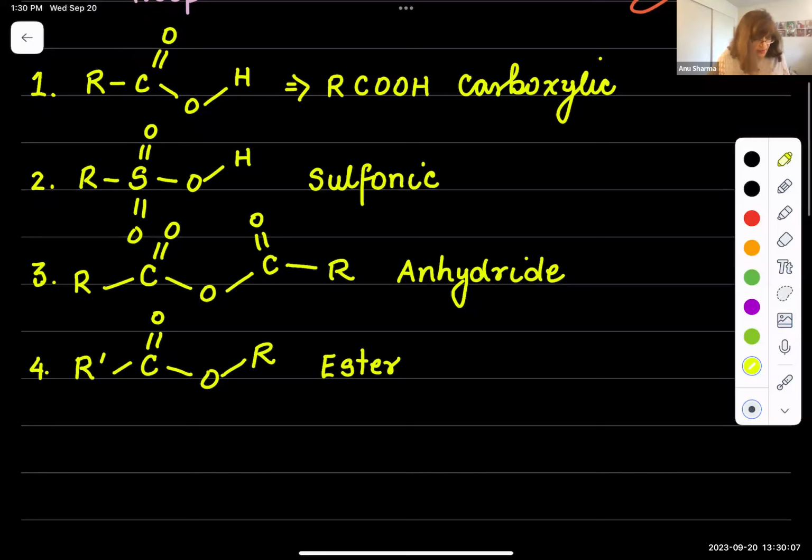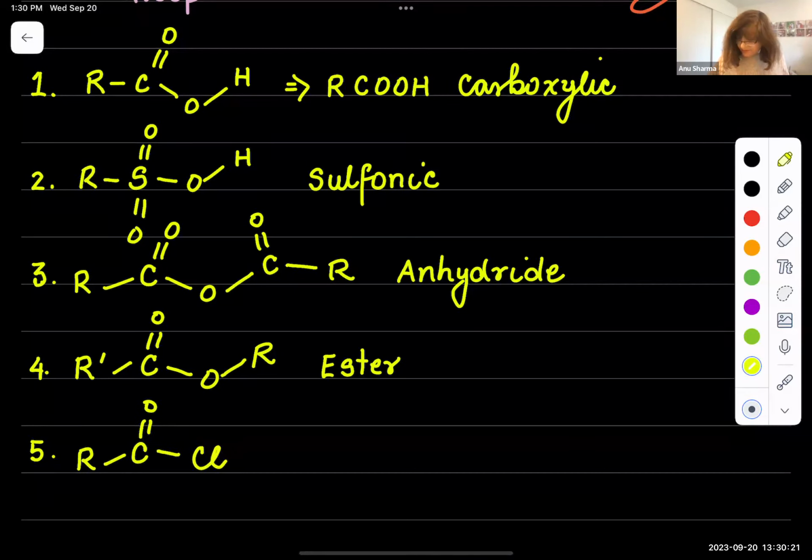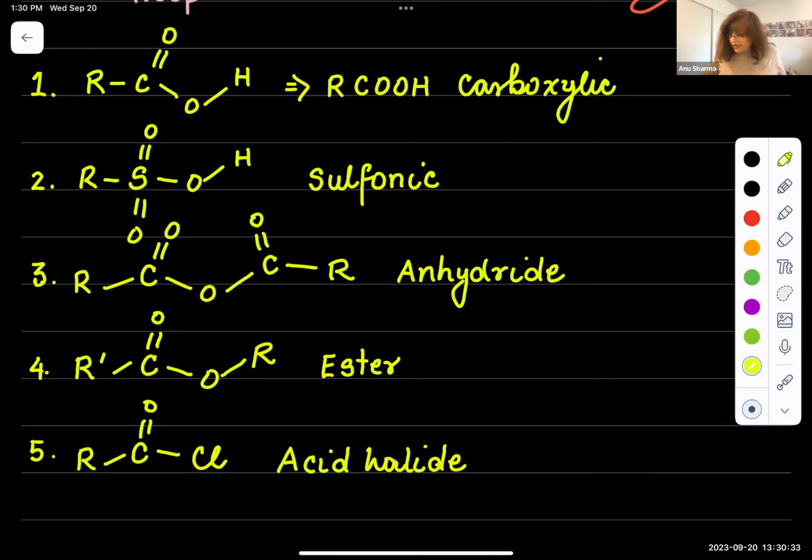Next, number 5 is the halide. The halide could be chlorine or bromine, but commonly it's chlorine. So R, CO, and Cl. This becomes the acid halide. If it's chlorine, then it becomes acid chloride. So I'm just going to put X here, and X stands for halogen.